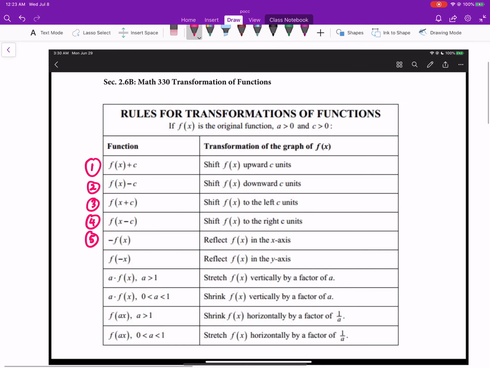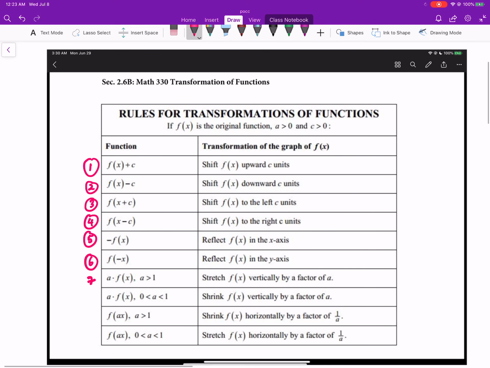Okay, with 6. And then 7, if you have a, which is the coefficient multiplying the function, if a is greater than 1, what really happens is that you are saying multiply the y value by a. You're literally stretching the function vertically by that factor a. And for 8, if a is between 0 and 1, then when you multiply anything between 0 and 1, it doesn't get bigger, it gets smaller. So you are shrinking vertically by that factor a.